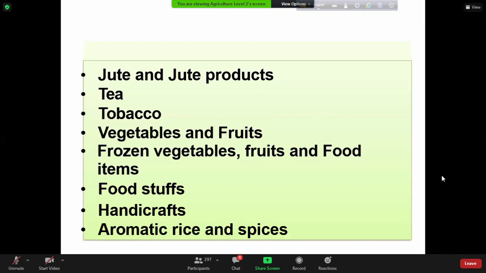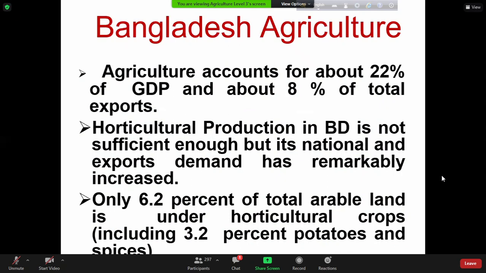Okay. We not only import, but also export to foreign countries, mainly vegetables and fruits. And you see here the role of import and export and the role of agriculture in the economy of Bangladesh. You can see here that 22% of GDP comes from agriculture, and 8% of the total export is from plants and plant products. So among the exports, about 8% comes from agricultural sources.